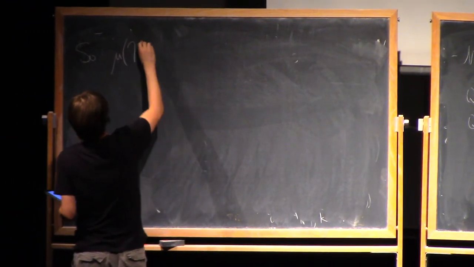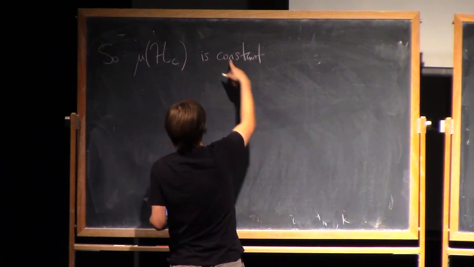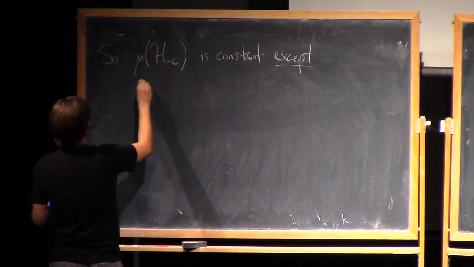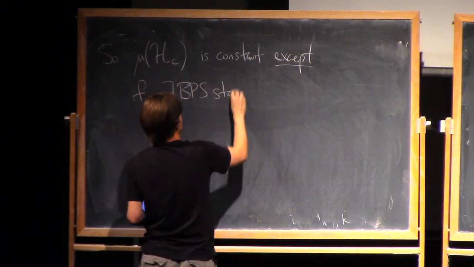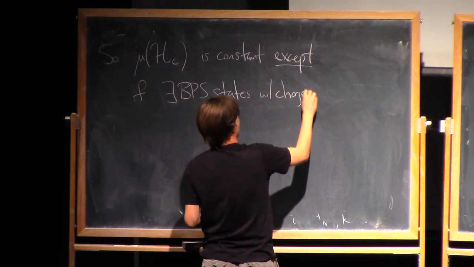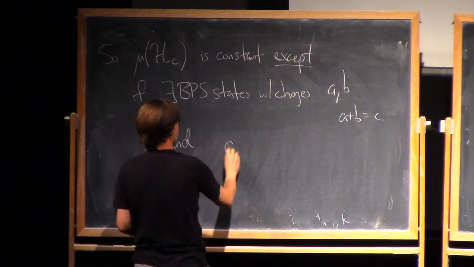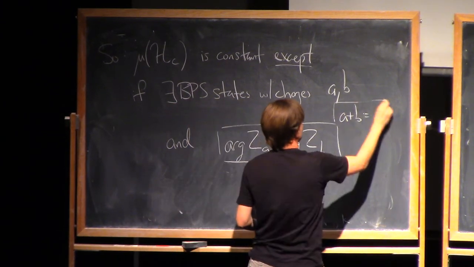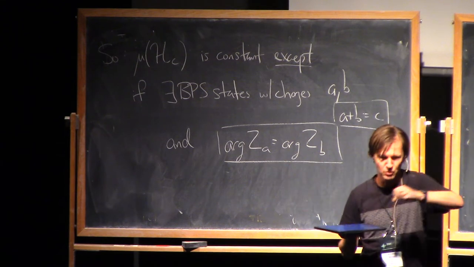So we ask the question, is or is not this BPS index, mu of hc, constant when we vary the parameters? The conclusion is that it is constant, or should be constant, except if, when we vary parameters, we reach a situation where there exist two BPS states with charges A and B, say, adding up to C, and the argument of Z_A is equal to the argument of Z_B. Just in that situation, it's possible, and the way you say it informally is that it's possible for a particle of charge C to decay into two particles, one of charge A and one of charge B.